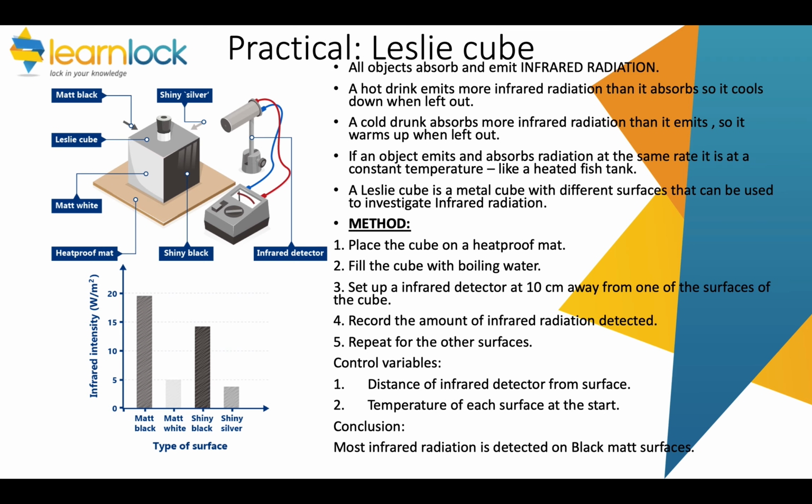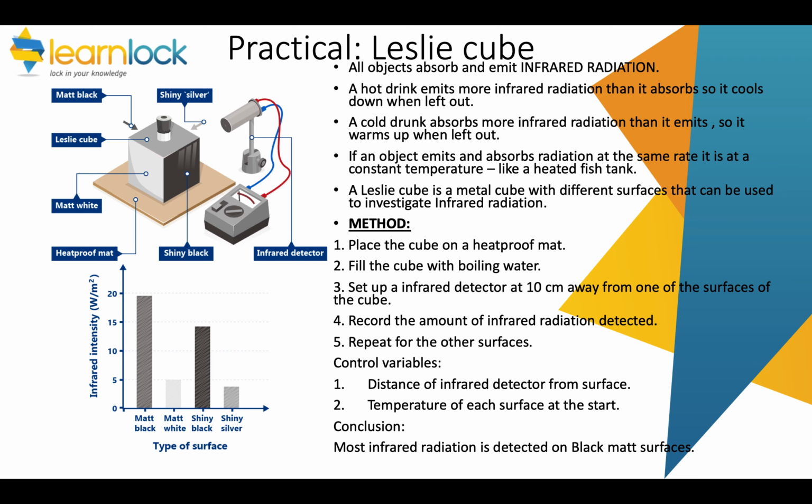You need to know about a practical using a Leslie cube. Before we talk about that, just a little bit more about infrared radiation. All objects absorb and give out infrared radiation. A hot drink that's left out gives out more infrared radiation than it absorbs, so it cools down when left out. A cold drink absorbs more infrared radiation than it emits, so it warms up when it's left out. If an object gives out and absorbs radiation at the same rate, it's at constant temperature.